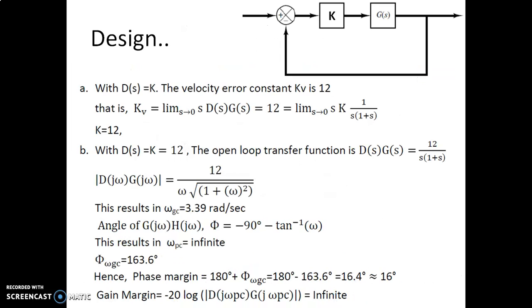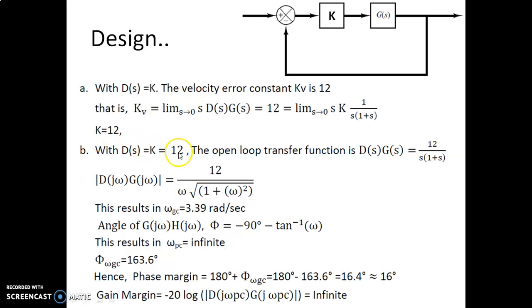To start with, let us assume this DFS as k and find the value of k so that kV is 12. We know the expression for the velocity error constant, which is given by the limit of s tends to 0 of s into the open loop transfer function, which is supposed to be 12. Now you can find the value of k from this, which comes out to be 12. So for kV equal to 12, the constant of this DFS is 12.